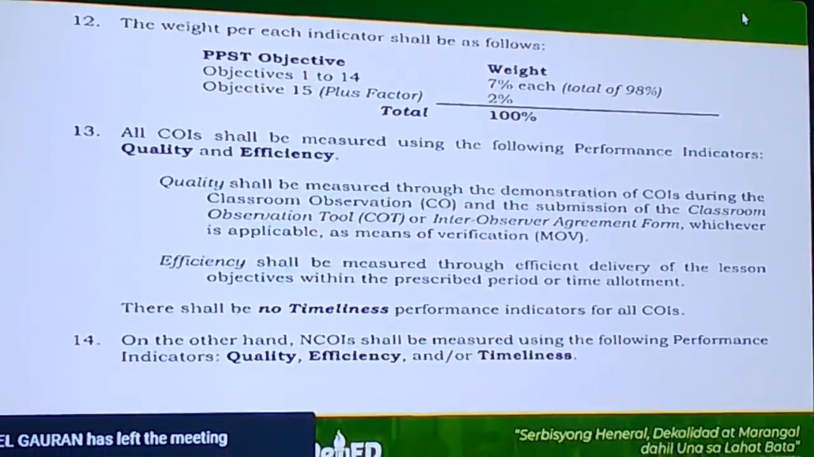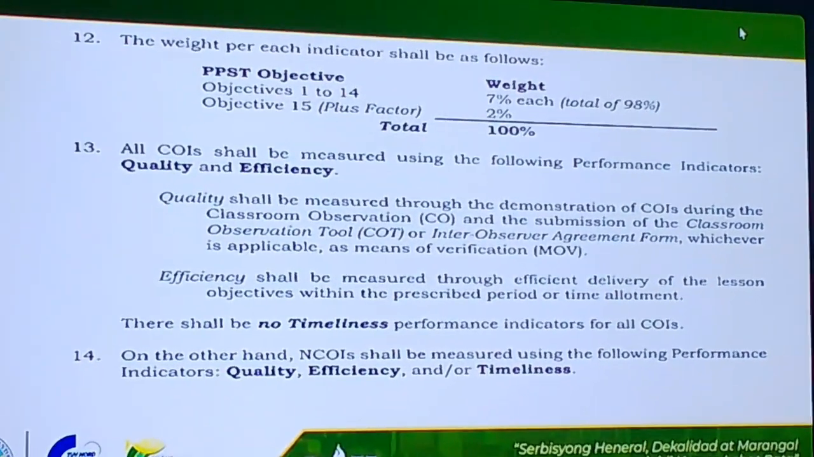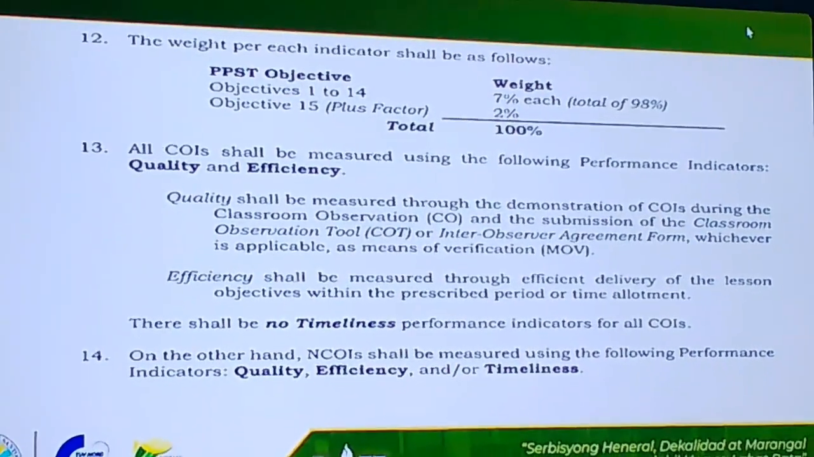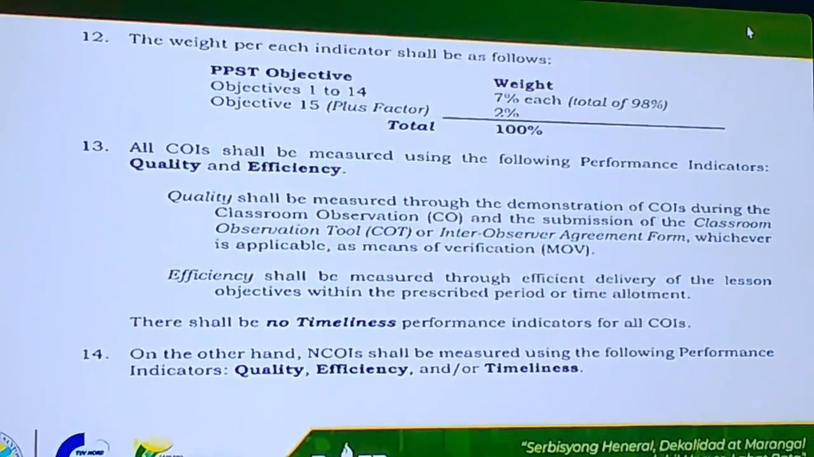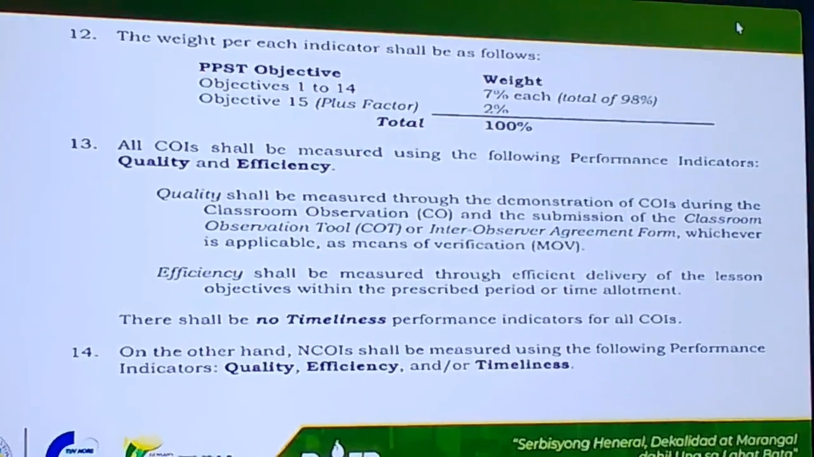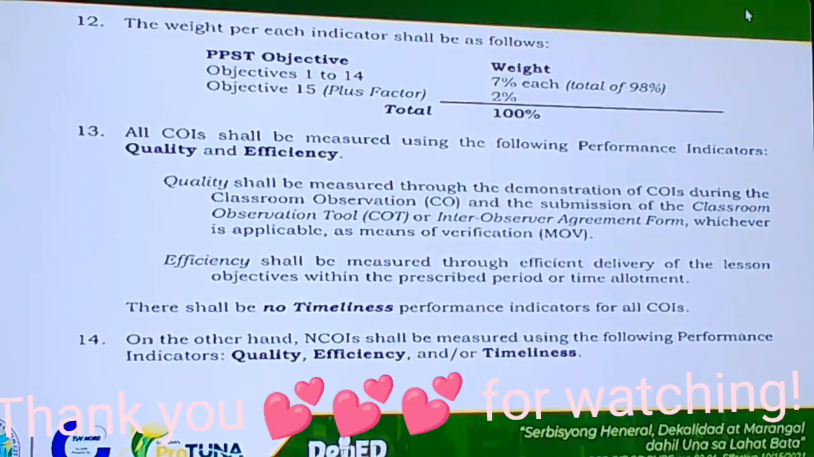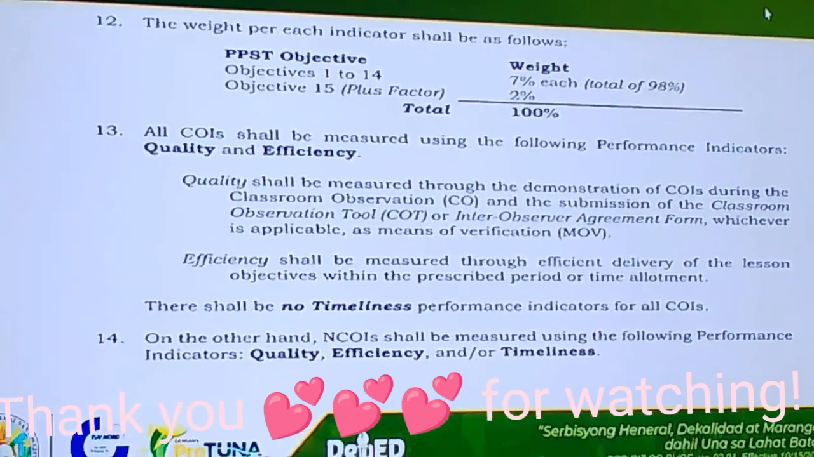Let's move to paragraph 12. The weight per indicator shall be as follows. For objectives 1 to 14, we'll be giving 7%.